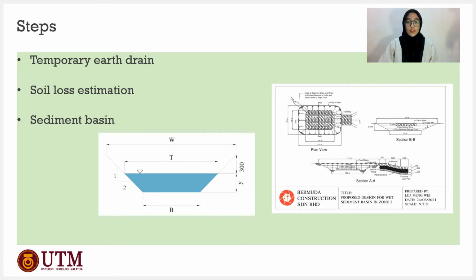So we designed a few things such as temporary earth drain. What is temporary earth drain? Basically, a temporary earth drain is a ridge of compacted dirt which is used to divert runoff to specific location so that the erosion and sedimentation can be reduced during the construction. Furthermore, for erosion and sediment control, we calculate soil loss estimation by using Universal Soil Loss Equation, USLE. After that, we design sediment basin to slow down the runoff.